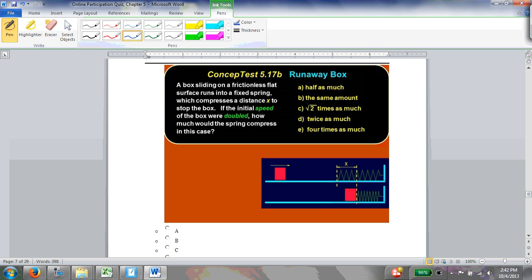I have only kinetic energy here, and then I have only potential energy here. That kinetic energy, 1/2 mv squared, is going to equal my potential energy, 1/2 kx squared. It's all going to be transferred. If I double my speed right here, that's going to double my compression, x. So the answer is D, twice as much. Notice that your speed is squared, but so is your displacement x.